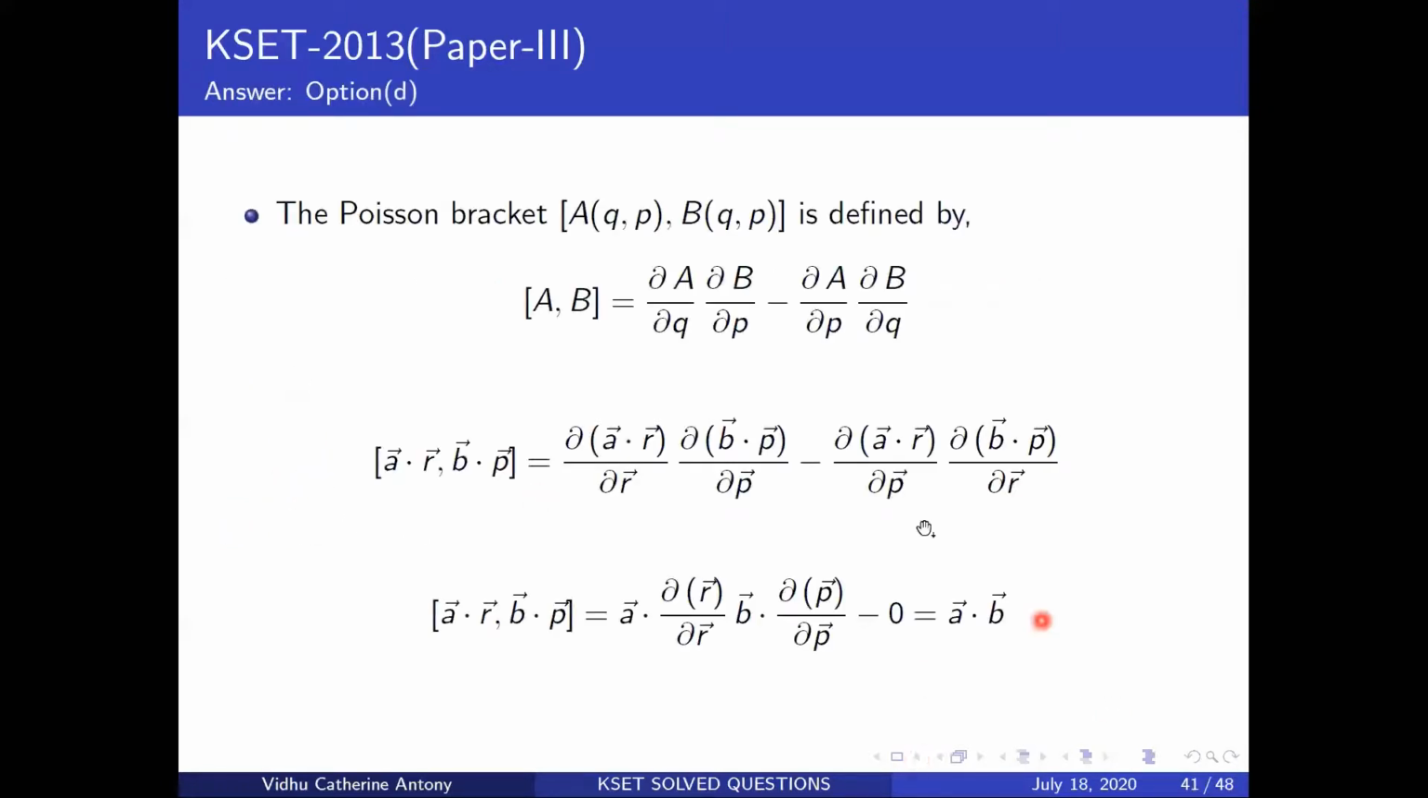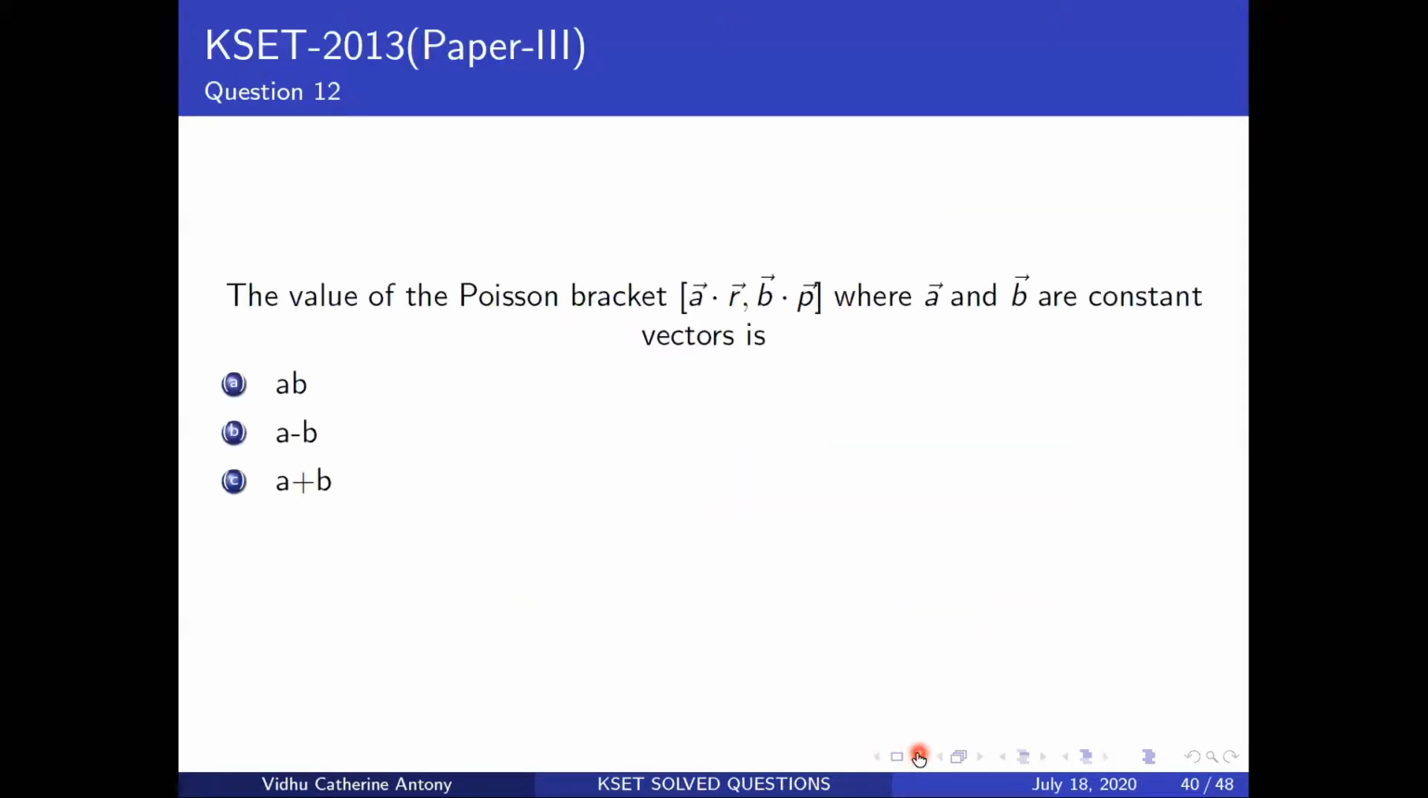Let's look at this. You have dou A by dou Q and dou B by dou P minus dou A by dou P, dou B by dou Q, and then you substitute the value of A and B that you had. You had A dot R, you had B dot P. You substitute it, you realize that these go to 0, and then you have A dot B at the end. So it's option D. That's what you had before. Let's look at the options again. You have option D. They should have put a vector here.